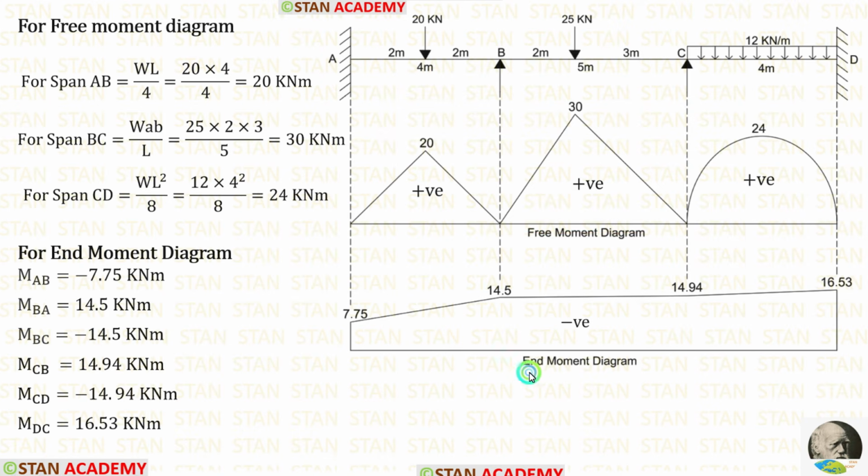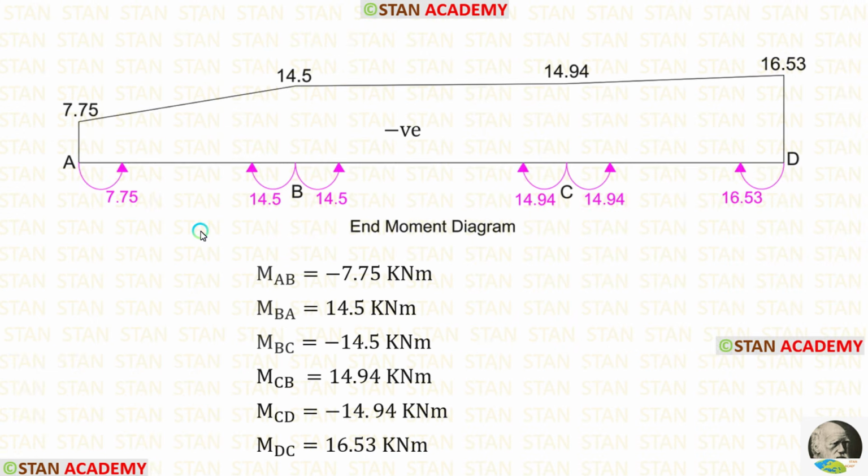Now let's see how to draw the end moment diagram. For drawing the end moment diagram, we have to see the direction of the curves. First, we have to arrange these moments in the curves. For MAB, we are having a negative value because it is acting in the anti-clockwise direction. So, at the point A, we have to make an anti-clockwise curve towards the point B.